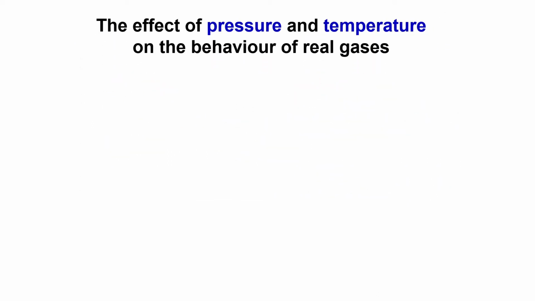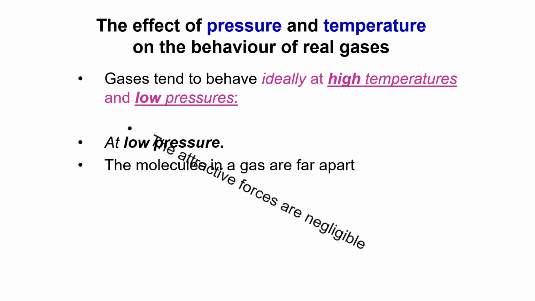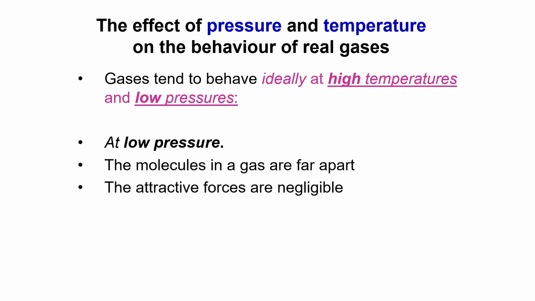Next, the effect of pressure and temperature on the behaviour of the real gas. Kesan tekanan dan suhu terhadap sifat-sifat gas sahih. Gas tend to behave ideally at high temperature and low pressure. Gas dia mempunyai kecenderungan untuk bersifat ideal pada suhu yang sangat tinggi dan tekanan yang rendah. What happens at low pressure? The gas molecules are far apart.